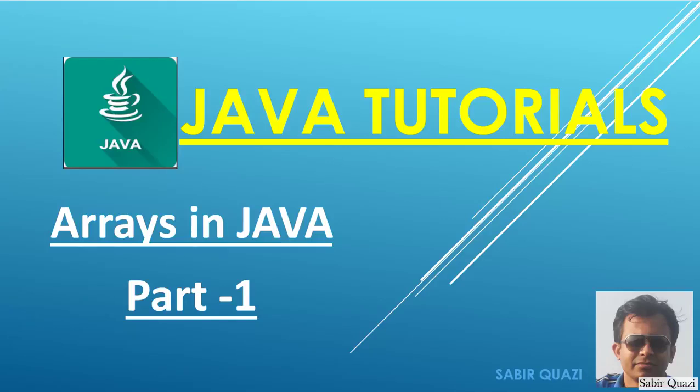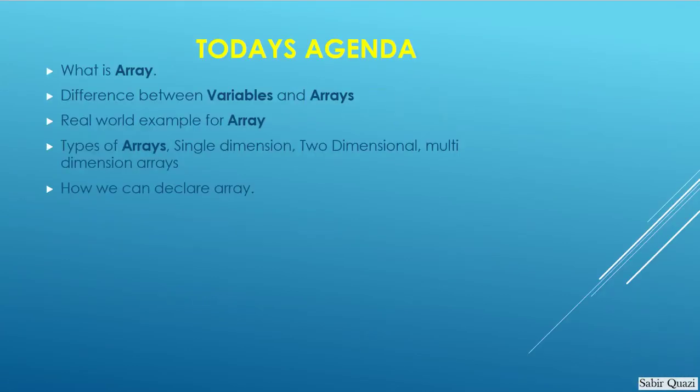So in this part we will discuss what is an array, how array is different from a variable in Java. We will see the real world example of arrays to get the clear understanding of why we need to use arrays in our programs. Then we will discuss the different types of arrays like single dimensional arrays and multi-dimensional arrays.